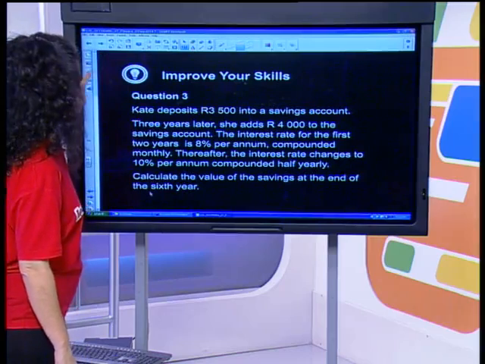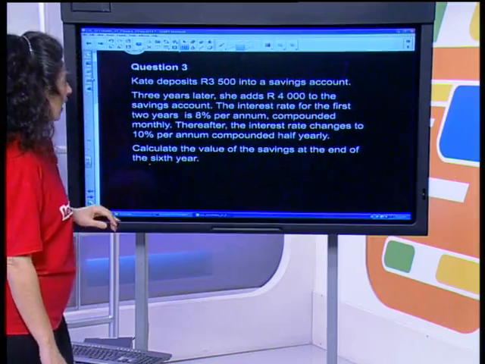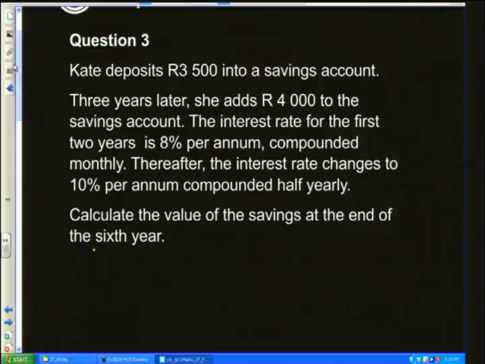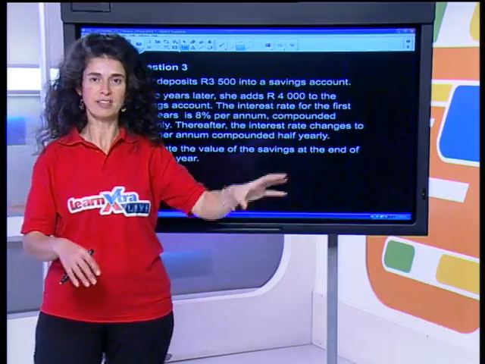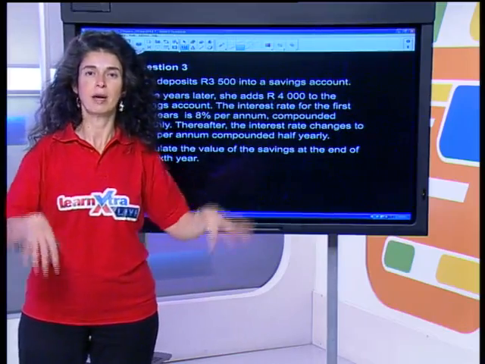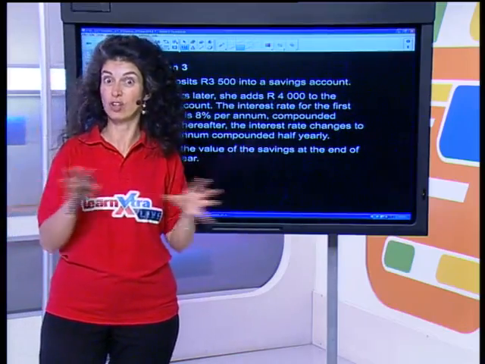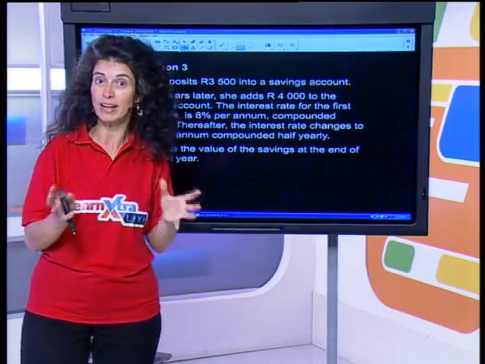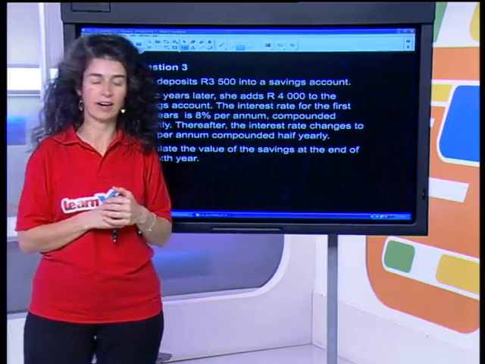Right, let's look at what Kate's doing. Kate deposits 3,500 into an account. 3 years later, she adds another 4,000 to the account, and she's got an interest rate over the first 2 years at 8% per annum, and thereafter the interest rate changes. So we see, just from the context, something interesting happening. There's a girl, she deposits some money, she deposits another lump sum, but the interest rates have changed over that period. So we've got to accommodate for what's happening in that account.